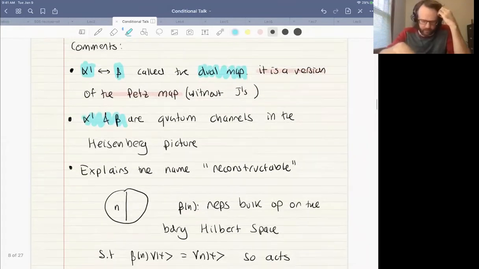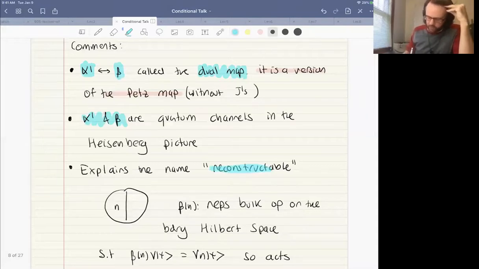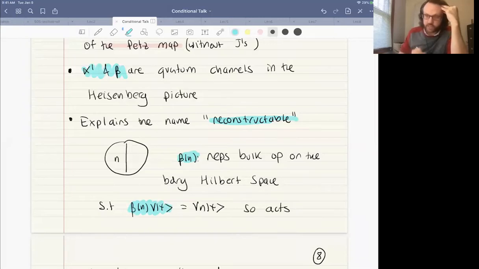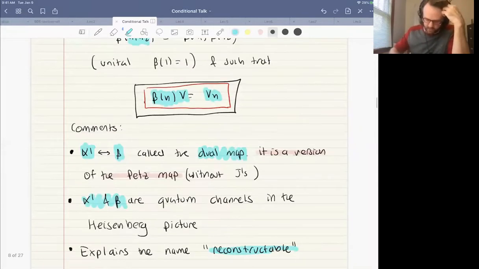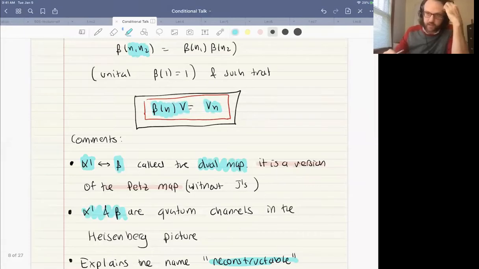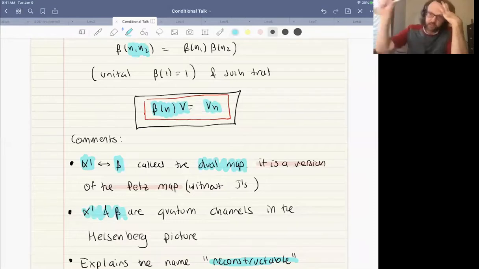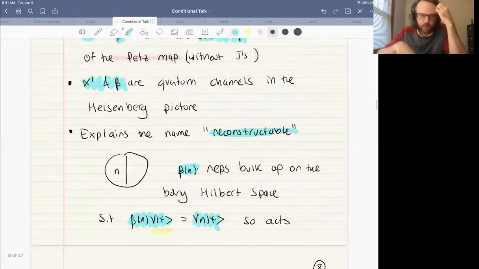And the final condition explains this name, reconstruction. Beta of n is a representation, so it's an operator on the boundary Hilbert space that is representing the bulk operator n. And it acts on the code subspace, which is here given by V times psi, as it should do, right? It's V times n. So that's this final condition. The box condition is telling you that you have some reconstruction of the bulk operators in terms of boundary operators. And this is usually what we mean by entanglement wedge reconstruction and so forth.